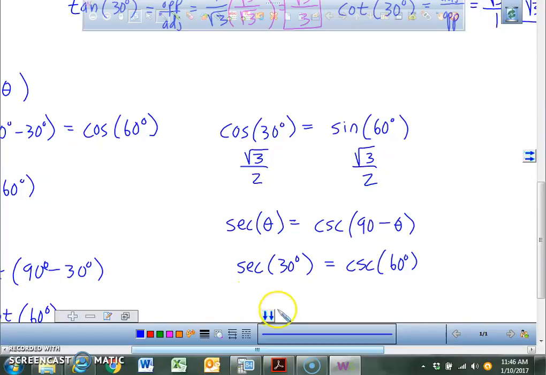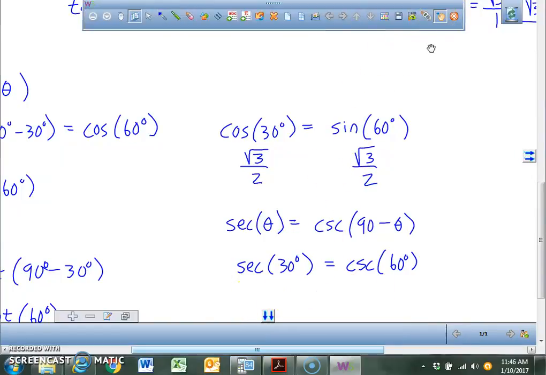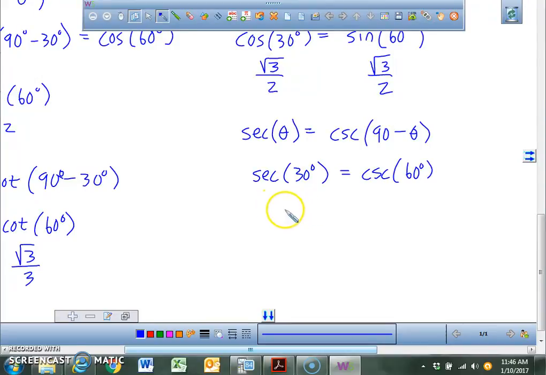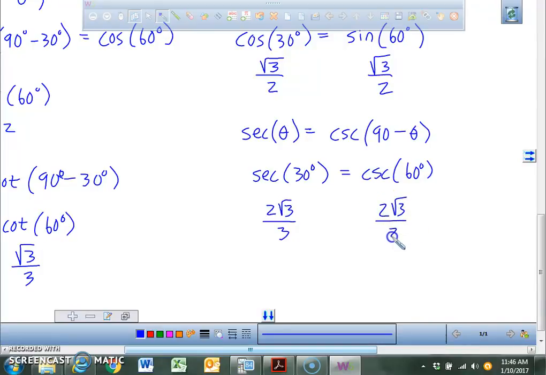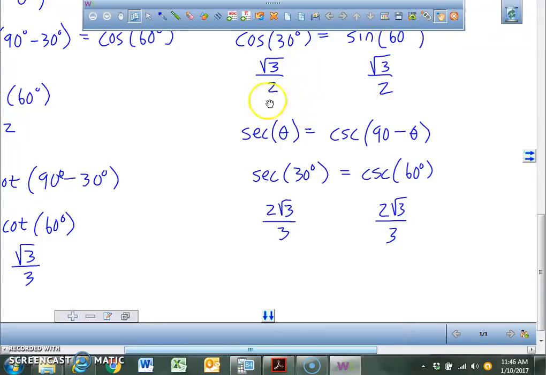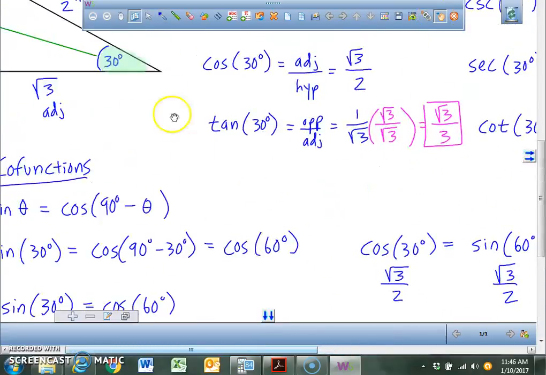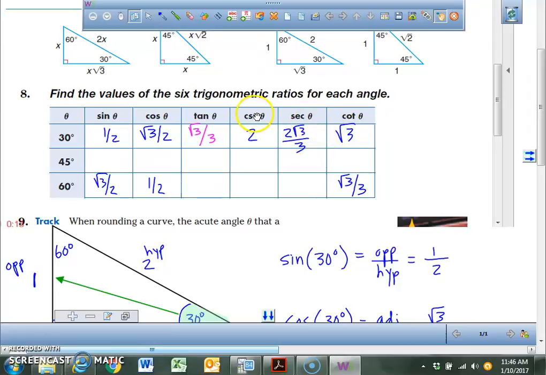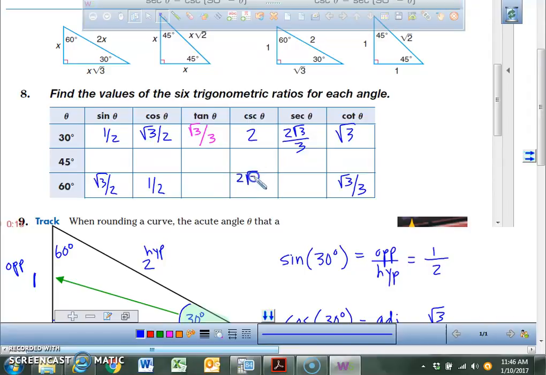Okay. So what was our secant of 30? What did we end up getting? Secant of 30. 2 radical 3 over 3. So this also has to equal 2 radical 3 over 3. So let's find the cosecant of 60. The cosecant of 60 is right here. So you're going to write 2 radical 3 over 3. So that's how you can use cofunctions to help you find other values.